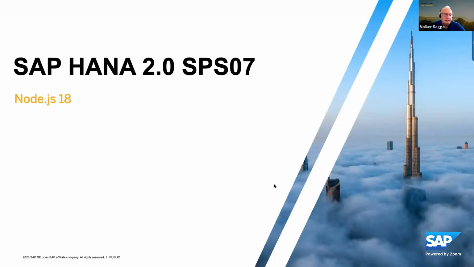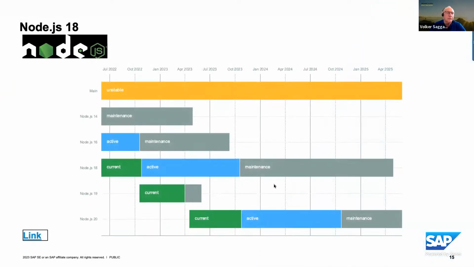So NodeJS 18. If we look at the scheduling, you see 14 is running out in April, even 16 is running out, 18 is the version to at least come to 2025. And in the course of the next versions, we will see where we end up with the next versions of Node.js, but we will keep it up to date so that you don't lose the connectivity to the market.